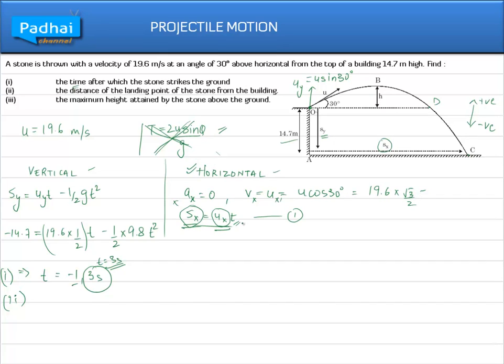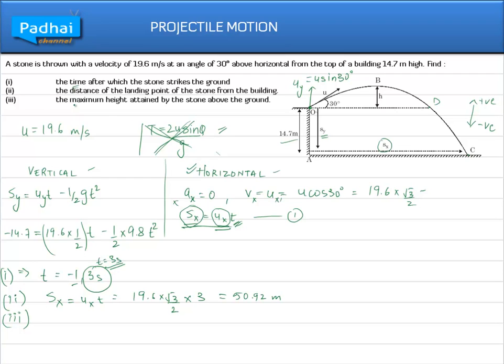Now it is asking Sx. We know Ux, which is 19.6 into root 3 by 2, and the time going from O to C we have calculated in the first part. So we can very well use this equation. Sx will be equal to Ux into t, which will be equal to 19.6 into root 3 by 2 into time t, which is 3, right? So when you calculate this, you will get an answer of 50.92 meters, right? So we have calculated the second part also. Now let us see the third point.